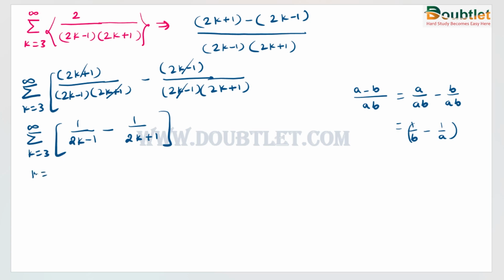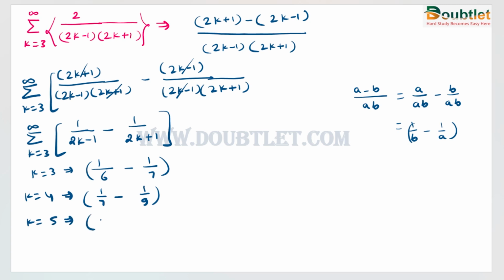So if we put k equal to 3, what will we get? We will get 1 divided by 5 minus 1 divided by 7. Again we will put k equal to 4, then what will we get? 1 divided by 7 minus 1 divided by 9. Again we will put k equal to 5, then what will we get? We will get 1 divided by 9 minus 1 divided by 11. So it will go on to infinity.